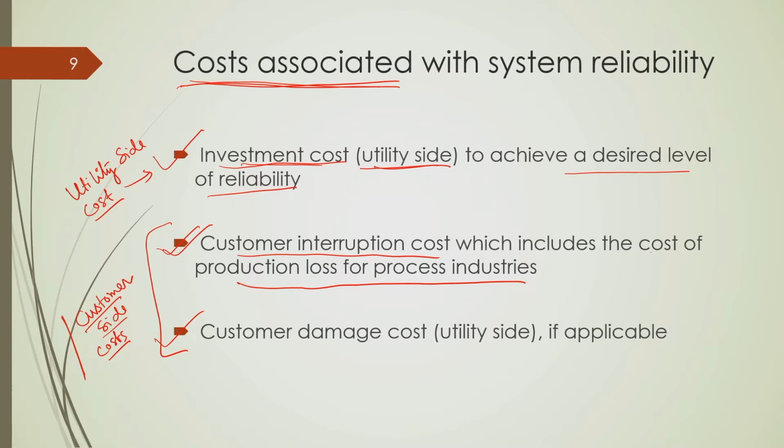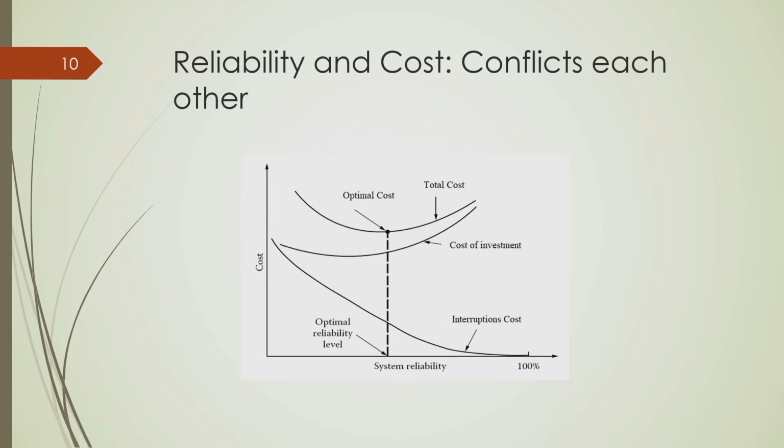Okay. Another cost is called customer damage cost. This is somewhat related to the customer side, but the utility needs to provide this cost as a penalty. This is a penalized cost, you can say. This customer damage cost is a cost which should be paid as a penalty by the utility due to certain events of interruptions. Okay. Now, let us plot these three different types of cost with respect to the system reliability.